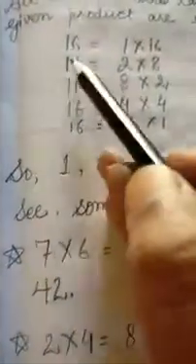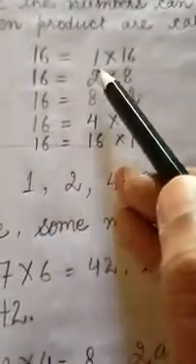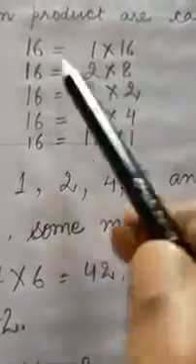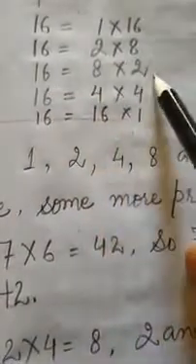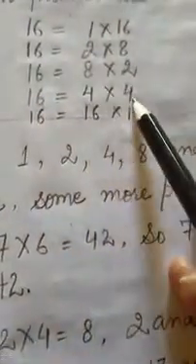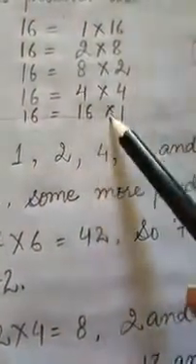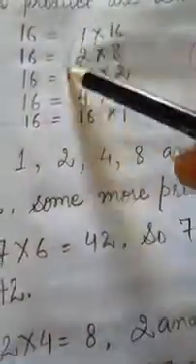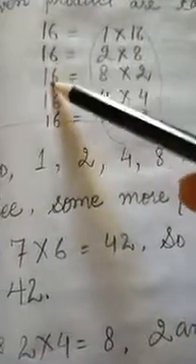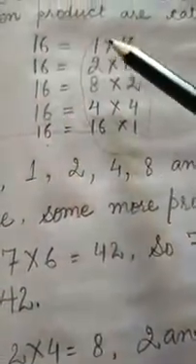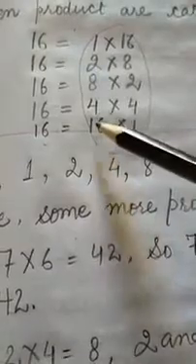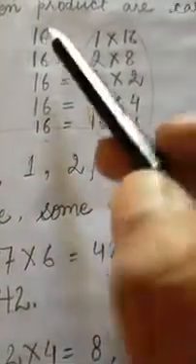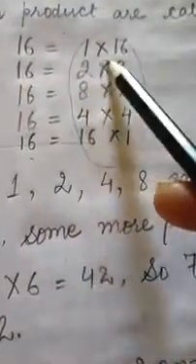You can see here 16 is written in different forms of multiplication. 16 can be written as 1 multiplied by 16, as 2 multiplied by 8, as 8 multiplied by 2, as 4 multiplied by 4, and as 16 multiplied by 1. In each case you get the product 16. Now, in the form of multiplication we are writing all these numbers, and all these numbers are called factors of 16.